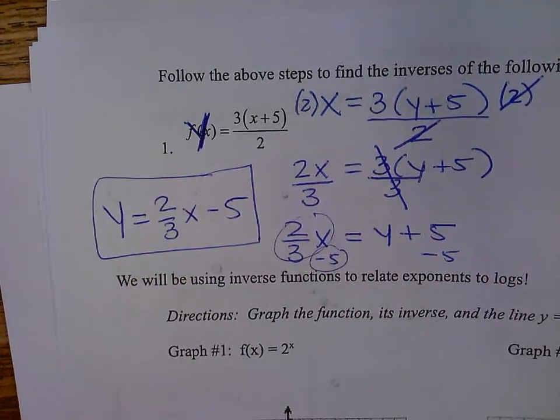And you can see a lot of opposites, right? I have a 2/3 here, but I have a 3/2 here. I have a minus 5 here, I have a plus 5 here. That's because when you plug them into each other, they all end up canceling each other out because they're inverse functions.